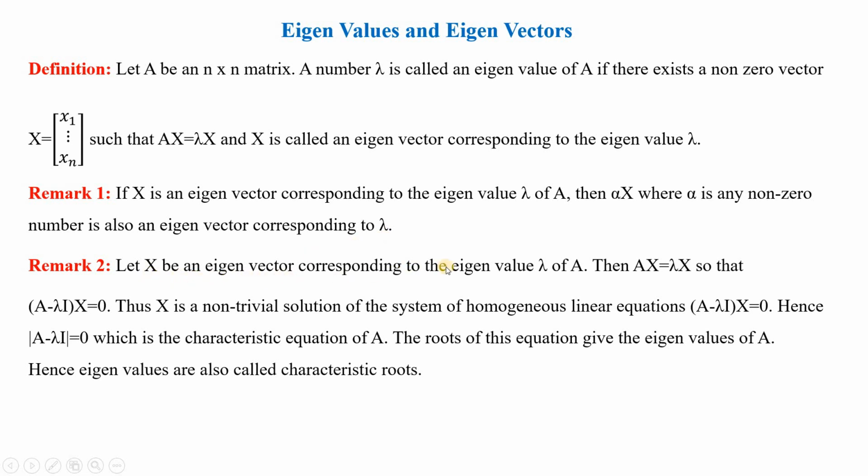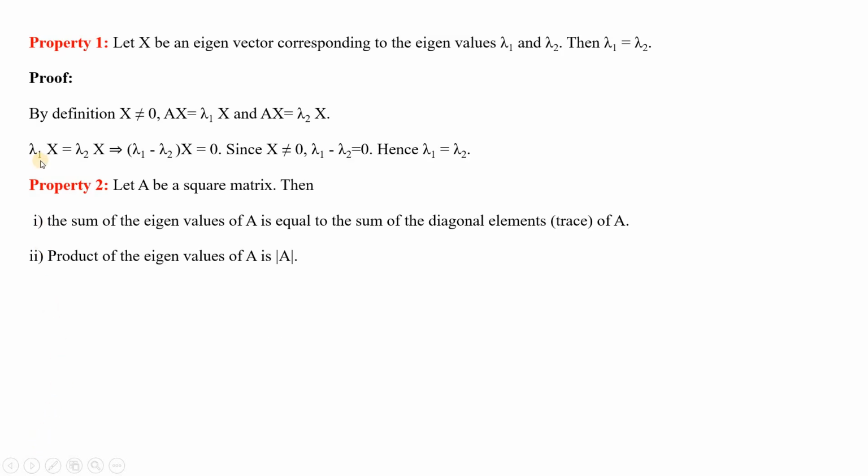Let x be an eigenvector corresponding to the eigenvalue lambda of A, then Ax equal to lambda x, so that (A minus lambda I) x equal to 0. Thus, x is a non-trivial solution of the system of homogeneous linear equations. Hence, determinant of (A minus lambda I) equal to 0, which is the characteristic equation of A, and the roots of this equation give the eigenvalues of capital A. Hence, the eigenvalues are also called the characteristic roots.